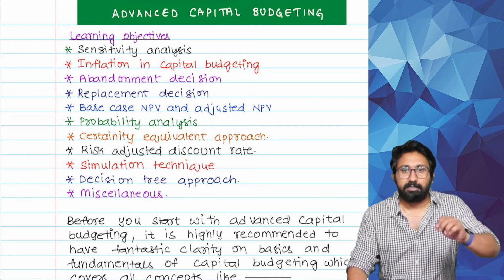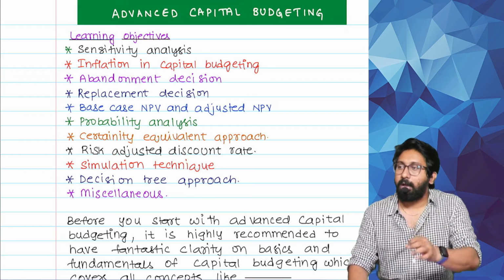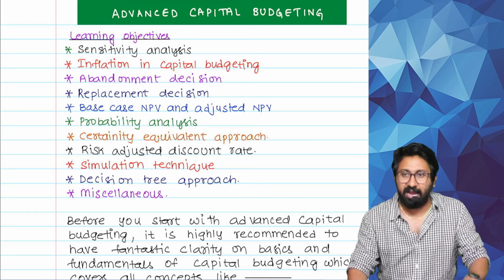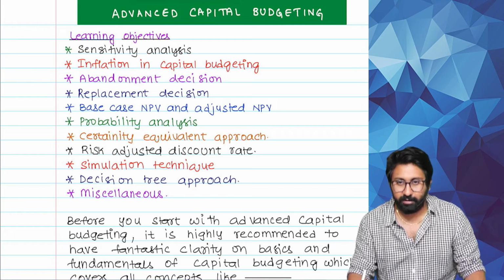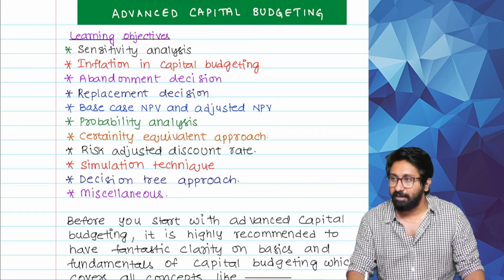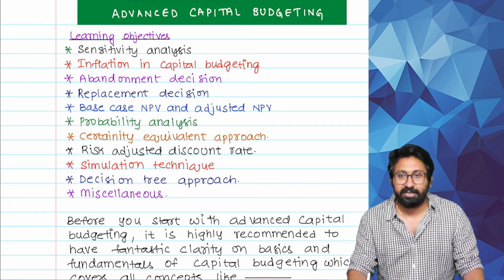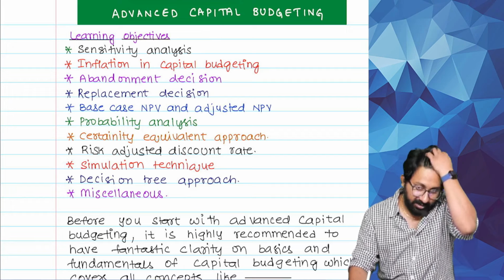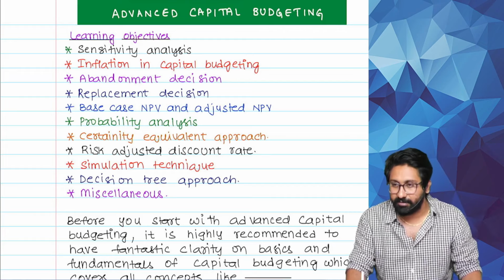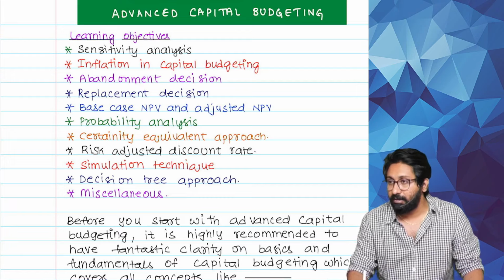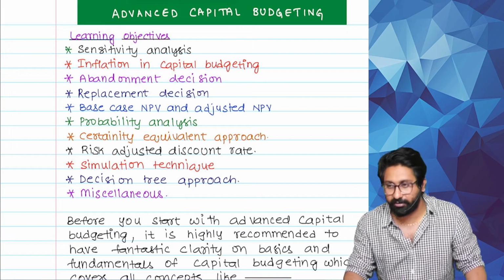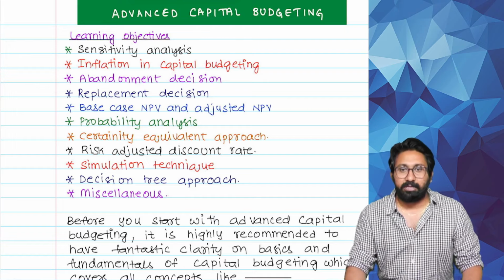Simply in your language, among hard concepts, difficult concepts to understand, rank 1 goes to decision tree. Why is decision tree difficult? Not because it is difficult, but because people don't know how to interpret probabilities in exam questions. So that is the first task.